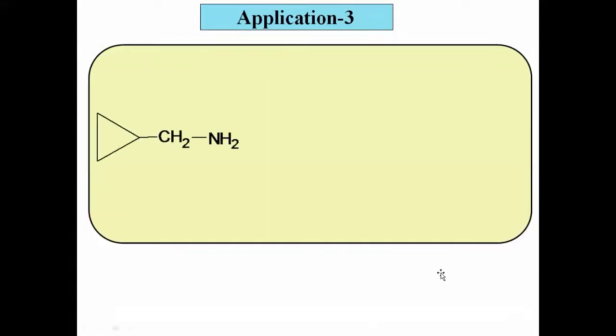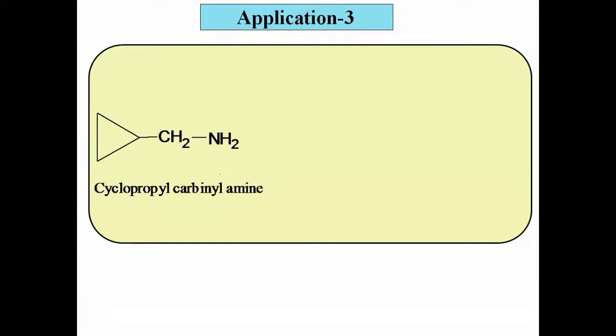Now let us see the next example, the next application. Again, this compound is an example of a primary amine. Here a 3-membered ring is there, then CH2, NH2. The name of the compound is cyclopropyl carbonyl amine.